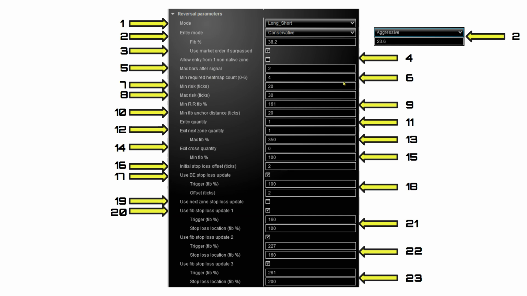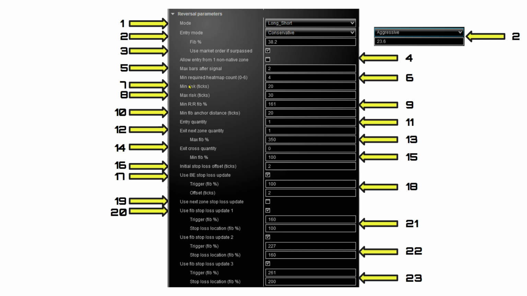So number 6 is the minimum required heat map. In this instance, it's 4, because remember, a reversal is going one way and it comes back the other way. So it may not be all 6, and you've got to be a little bit pragmatic with this in that 4 or 5 out of 6 may be the way to go, or you could go 6 out of 6. And one of the examples I'll show you in a minute is an example where that would be the case.